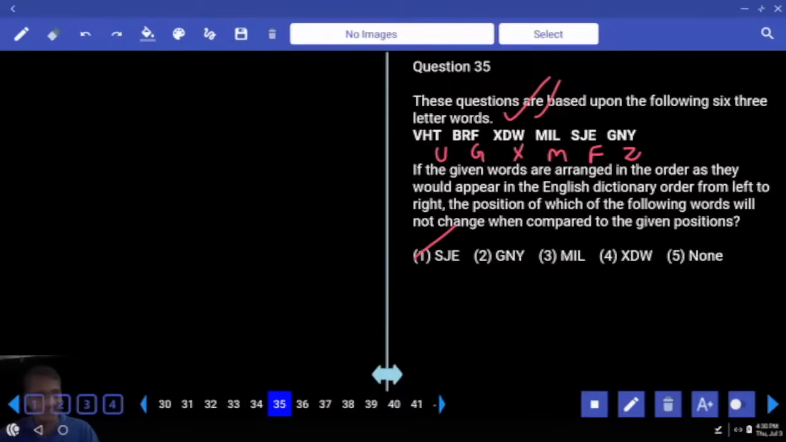Then finally 35. The given words are arranged in the order as they would appear in a dictionary. Starting with what? B. Next one G. Next one is M. Next one is what? S. Next one V. Finally it is X. Then positions of which of the following words will not change compared to 1? 1 is not at the first place, 2 is not here, 3 is here, 4, 5 and 6. Then none, choice 5, that is. None of the words remain at the same place.